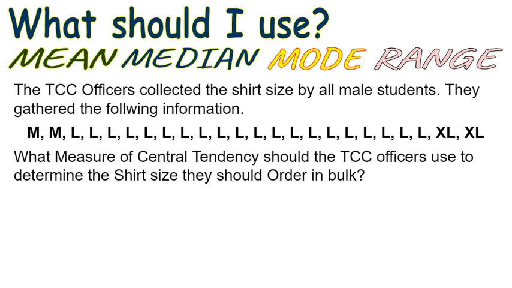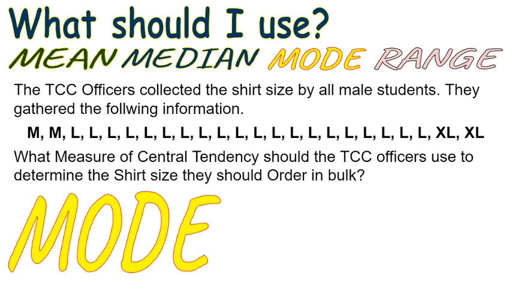Okay, you're ready? So the answer here would be mode. Why mode? We can use mode in this scenario because it involves categorical data. Why is it categorical? The categories are the sizes of the shirts: small, medium, large, and XL. So you have to decide whether you're looking for the medium, the large, or the XL. That's why mode is the most appropriate in this case.